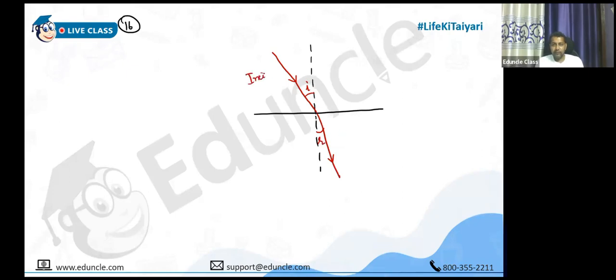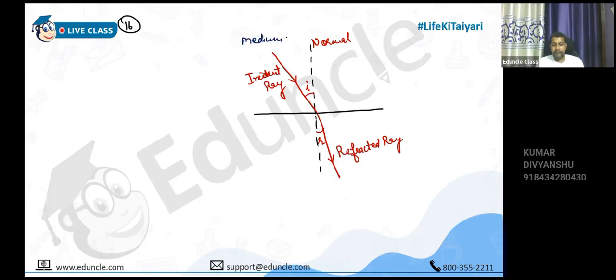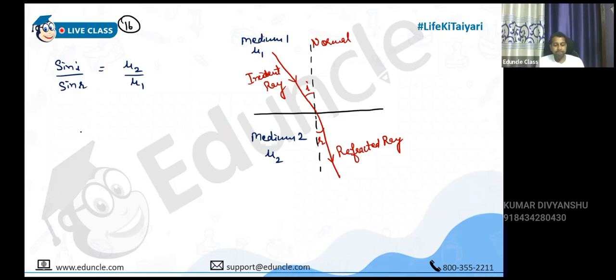So incident ray, normal, refracted ray. This is medium 1, and this is medium 2, obviously having different properties from medium 1. The refractive index of this medium you can represent by mu1, and for this one by mu2. So sin I by sin R, you might have seen that it can be written as mu2 by mu1, isn't it?